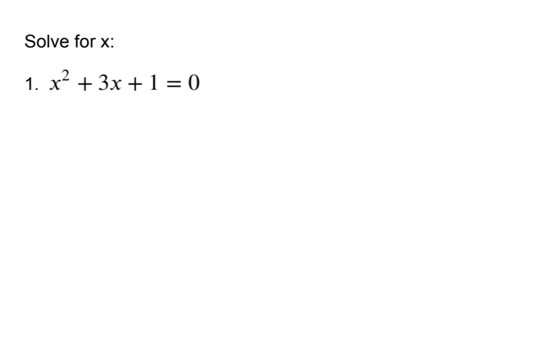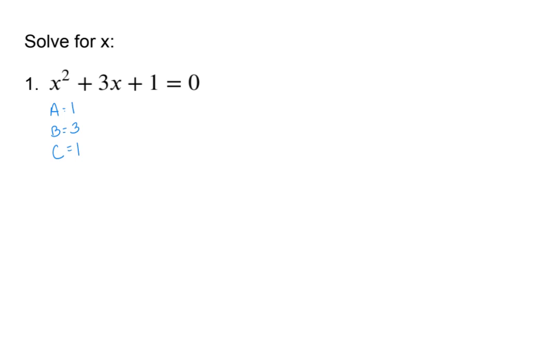Let's take a look at example 1. First off, it's in the right format. It's already in standard form. We don't have to move anything around. I'm going to just take a second and decide what's a, b, and c. So a is always the number in front of your x squared. For this case, it's 1. Now, unlike completing the square where it has to be 1, here a can be anything. It doesn't matter. B is 3, and c is 1.